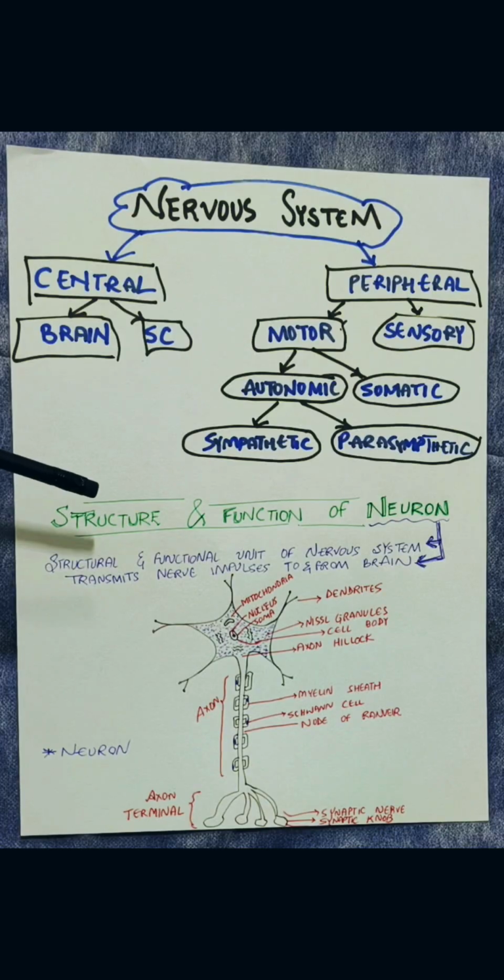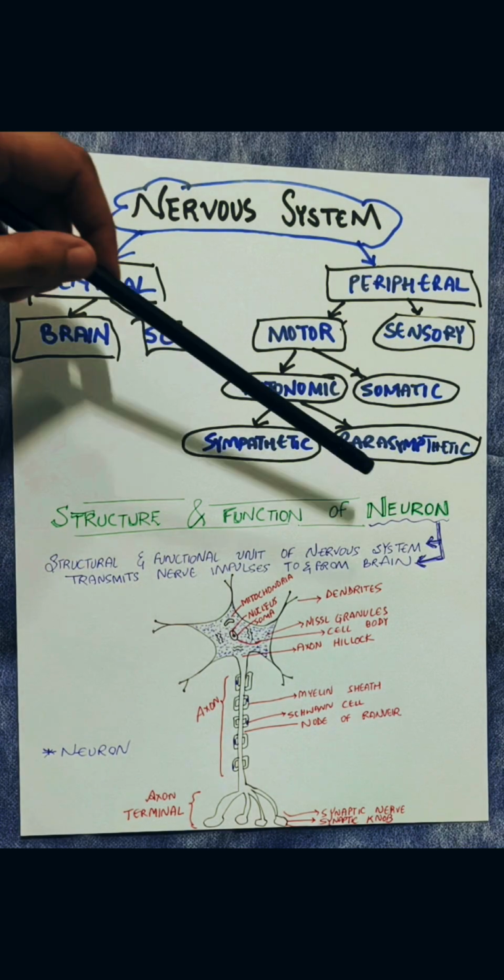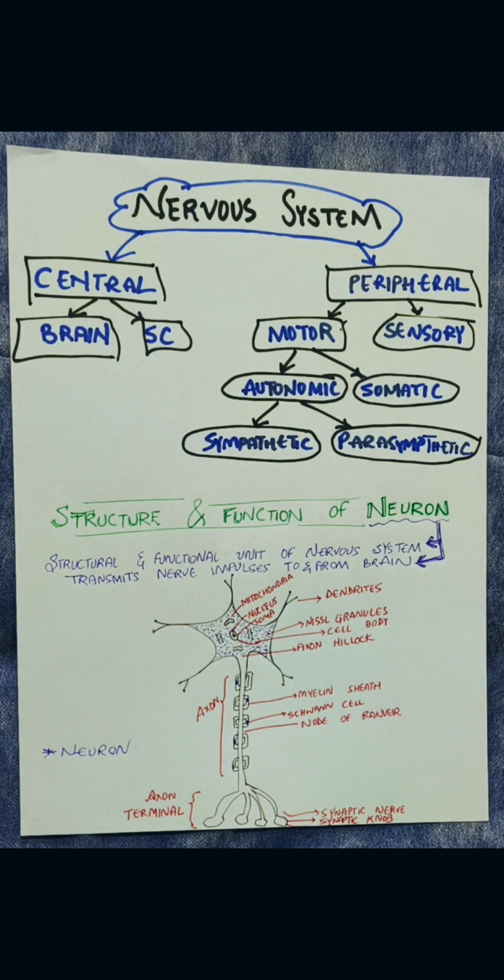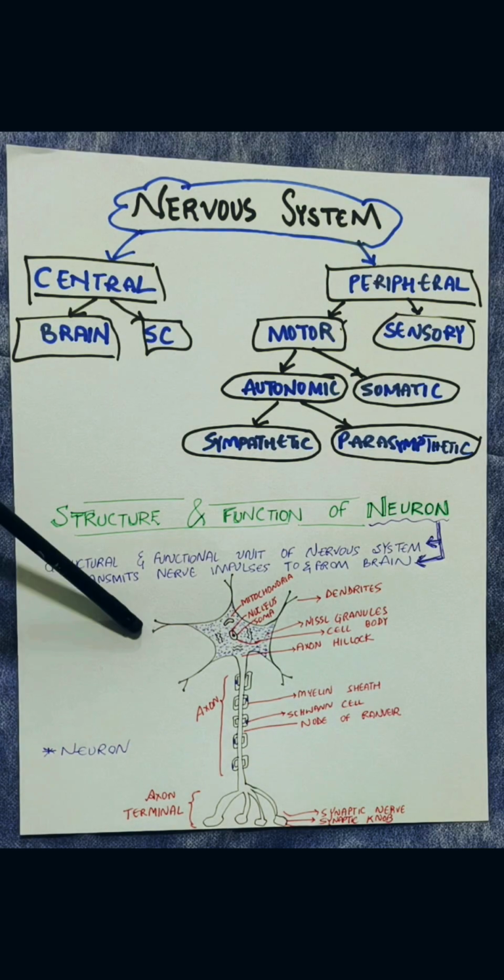Coming to the structure and function of the neuron. Basically, the structural and functional unit of the nervous system is the neuron. This neuron transmits nerve impulses to and from the brain. And we know that nerve cells are present in gray matter, whereas the dendrites and axons are present in the white matter. So looking at the structure, this is the neuron.